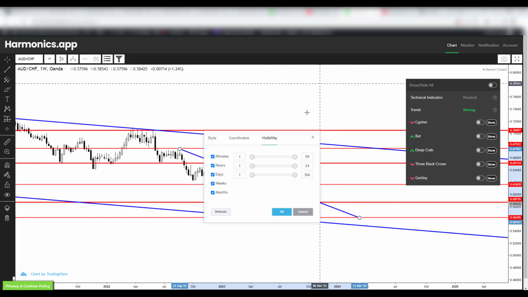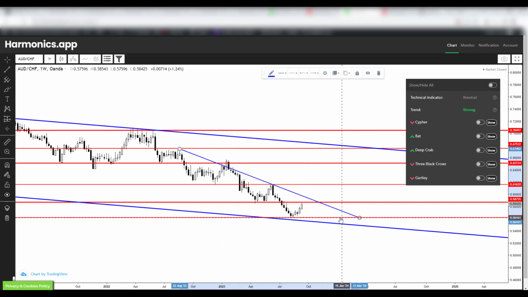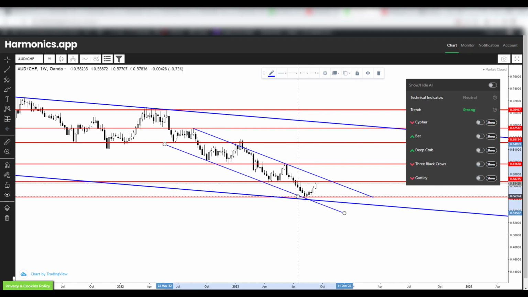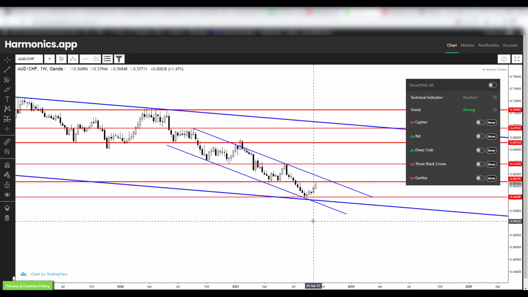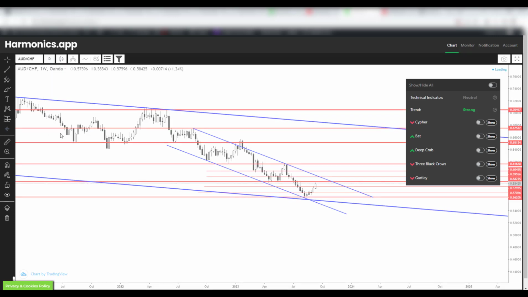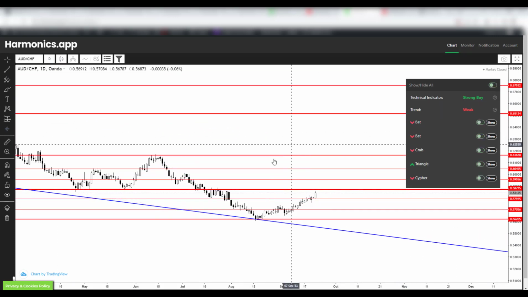Here it is. Let's change the visibility. I don't want to see it on the monthly time frame, and the thickness should be one step down. Let's copy this one here. I will put this one here like this. So we have a channel. This is good. And now we can go to the daily to see on the daily time frame what we have here.